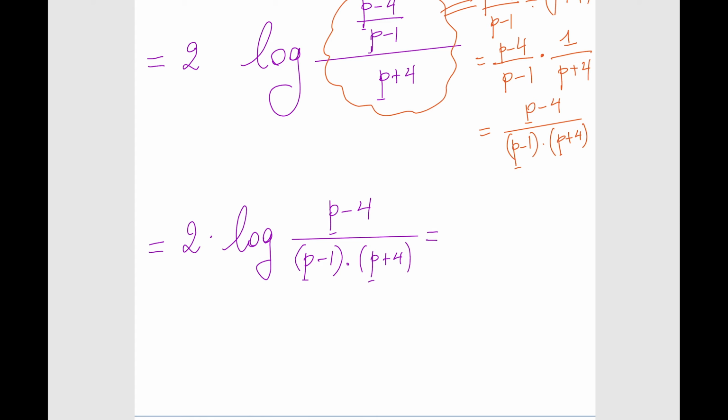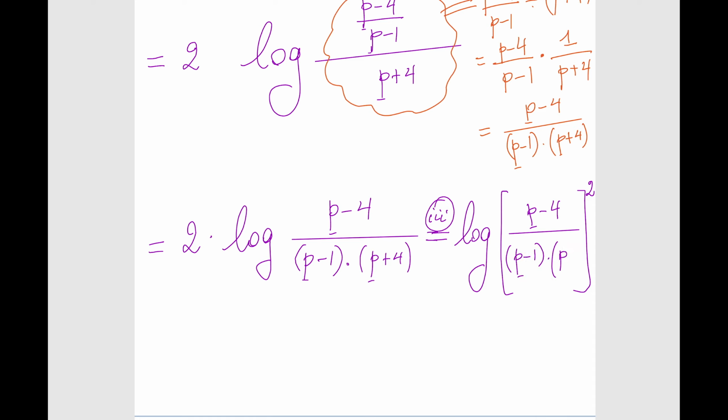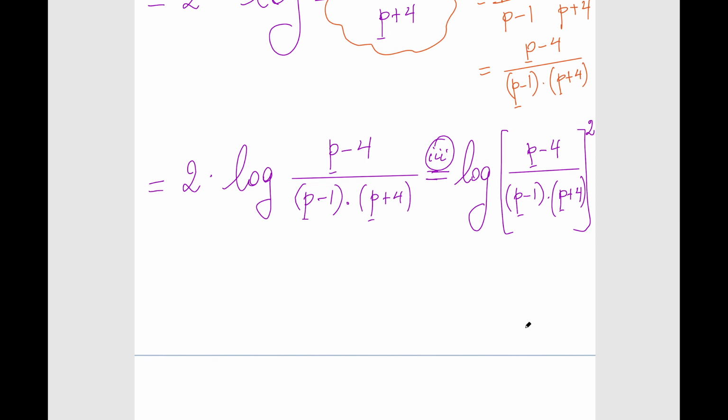So property 3 then kicks in and allows me to rewrite this as a single log with 1 as a coefficient. And what do I get here? The square of what I used to have. So what I used to have is p minus 4, and downstairs p minus 1 times p plus 4. If you want to FOIL this, be my guest, but there's no reason to do so. All right. Something else.